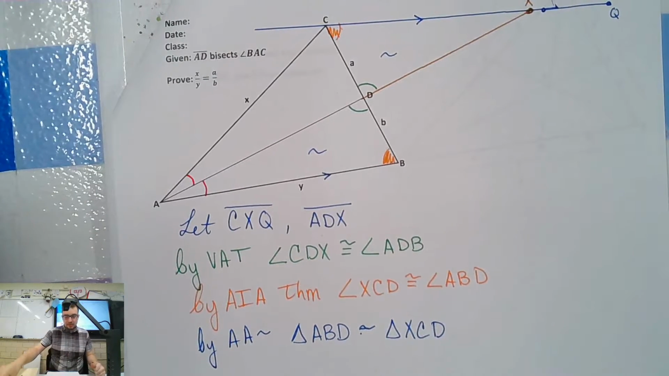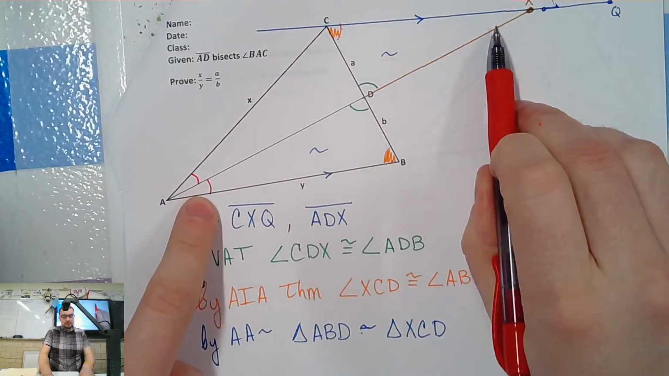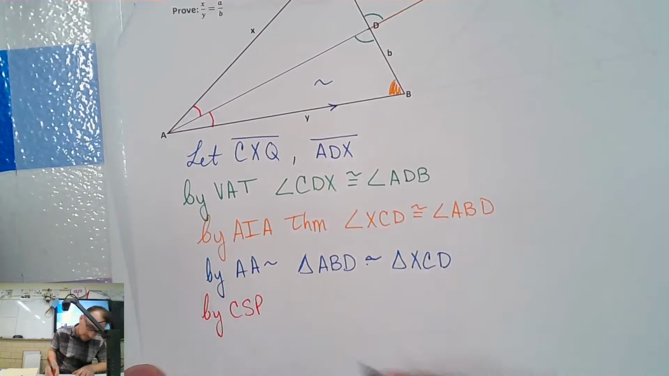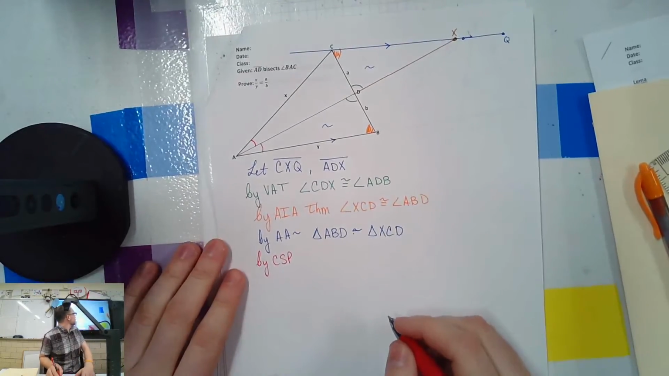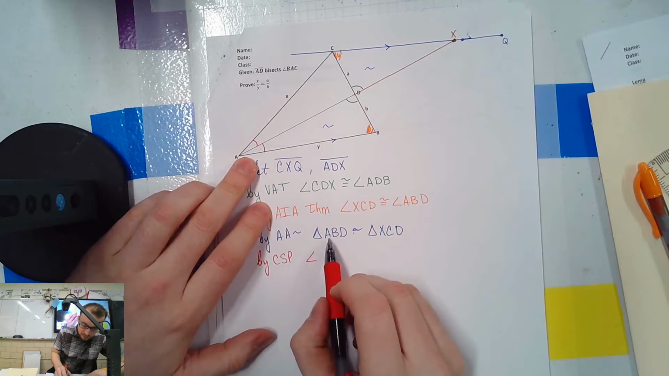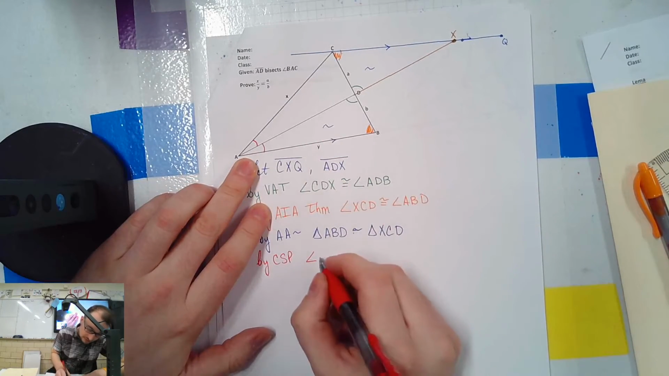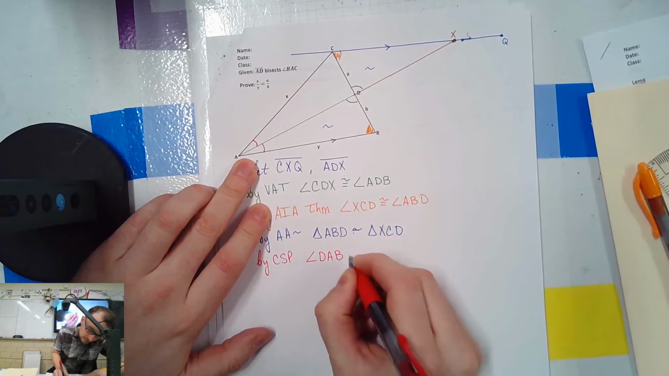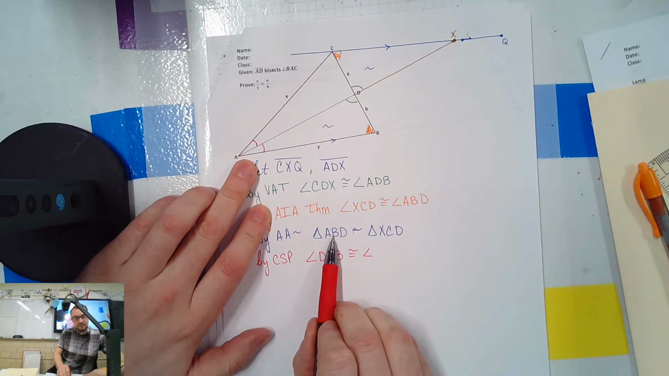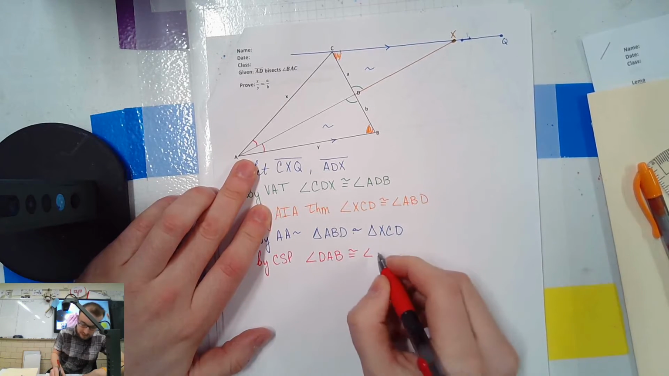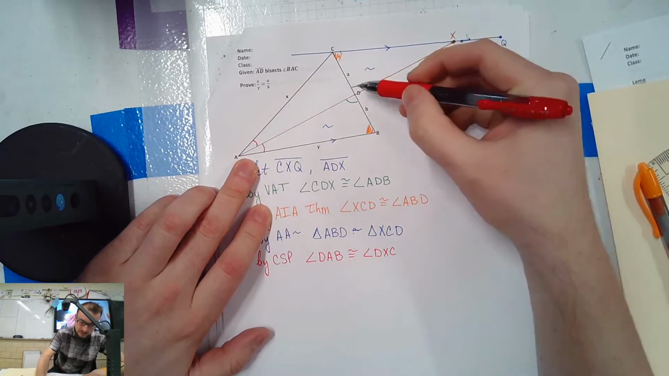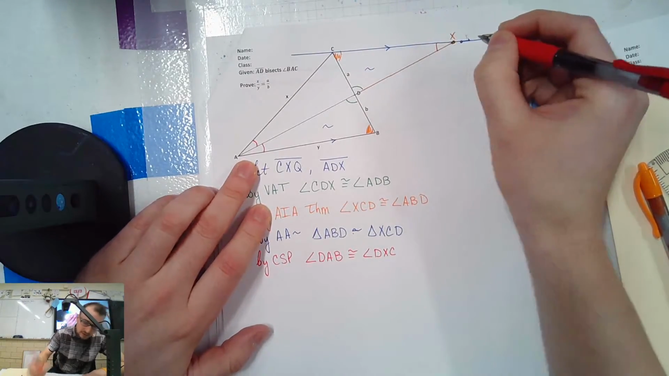And then by CSP, we're going to prove that these are both red, right? Let me zoom out. We're going to say that angle A, let's do DAB, must be congruent to angle... If we do DAB, it's third, first, second, right? So I go third, first, second here, DXC. And if you check, DXC is this angle. So we get that.